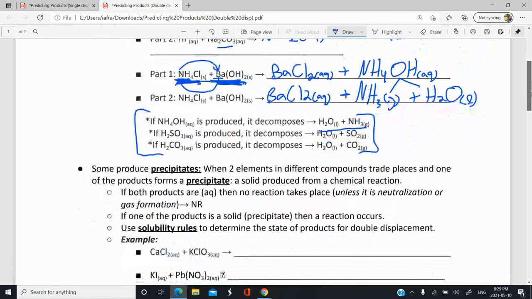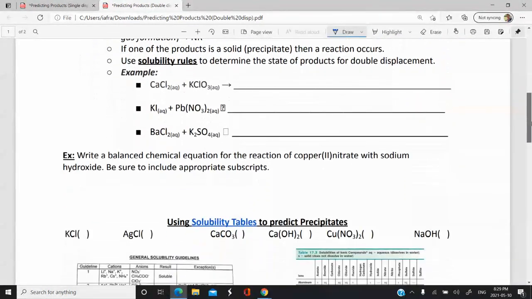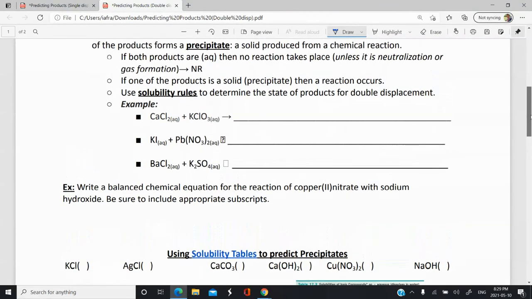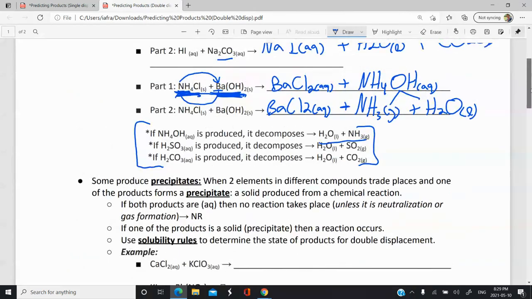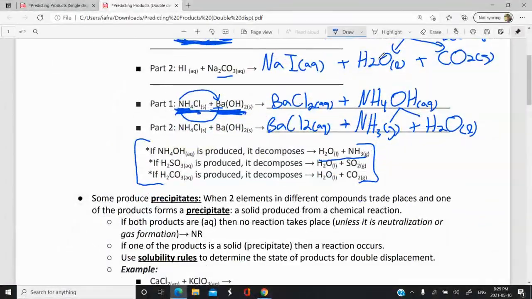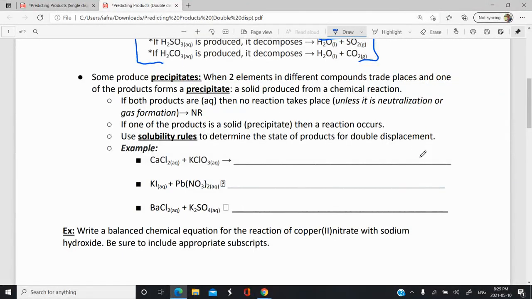And so in the next video, what we're going to do is take a look at some reactions that involve precipitates forming instead. And we're going to see how we can identify if we have something soluble or insoluble in our reaction. So for now, you can practice double displacements with gases. In the next video, we're going to take a look at double displacements with precipitates.